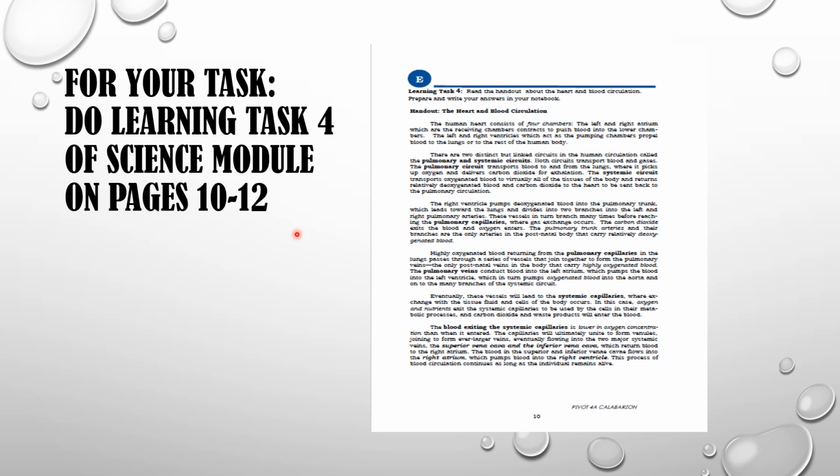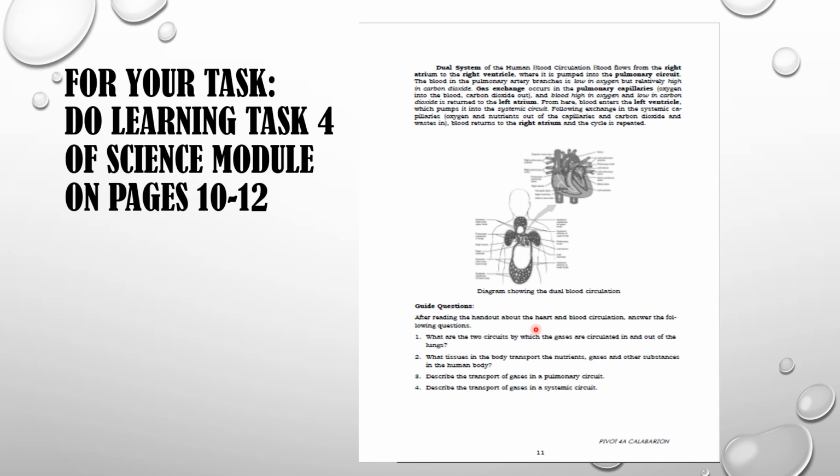For your task today, you have to do the learning task 4 of the science module on pages 10 to 11. For task 4, you have to read a handout about the heart and blood circulation from page 10 to page 11. Then on page 11, there are 4 guide questions that you have to answer based on the handout that you have read. You will write your answer on a clean sheet of paper. You have to write the answers only.